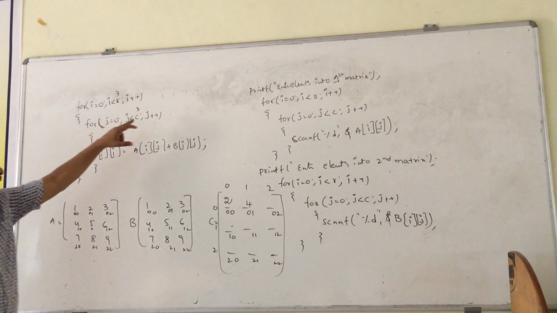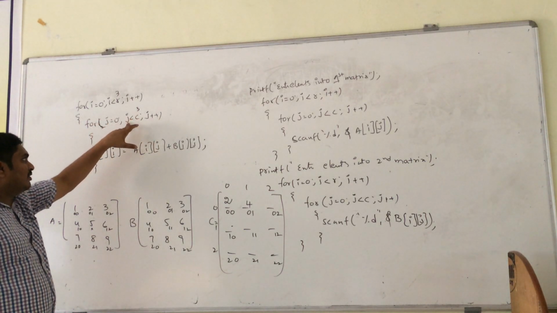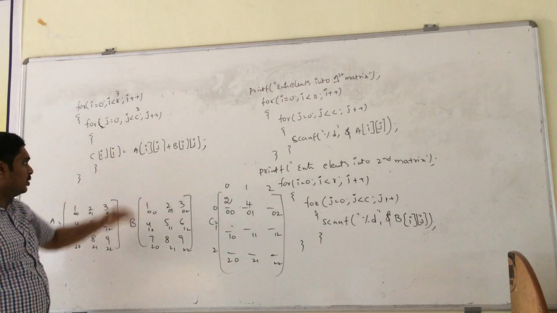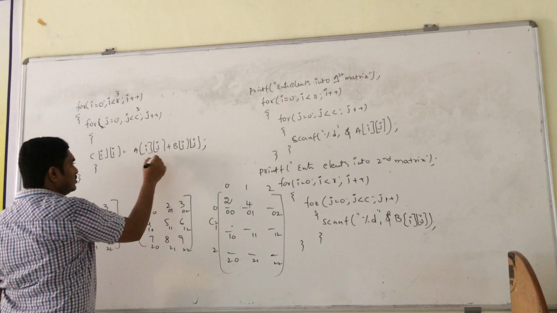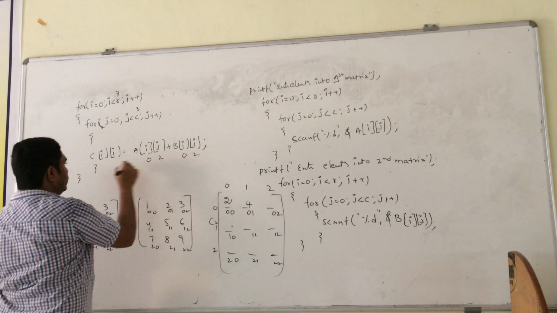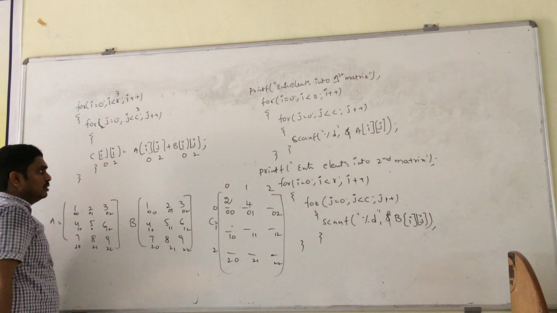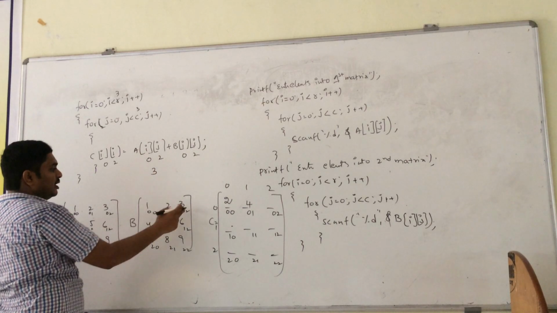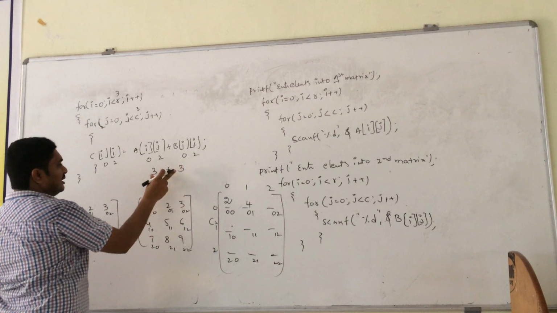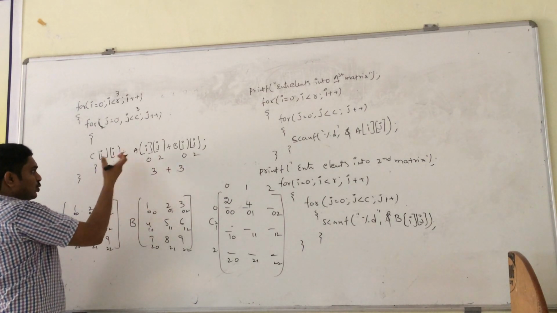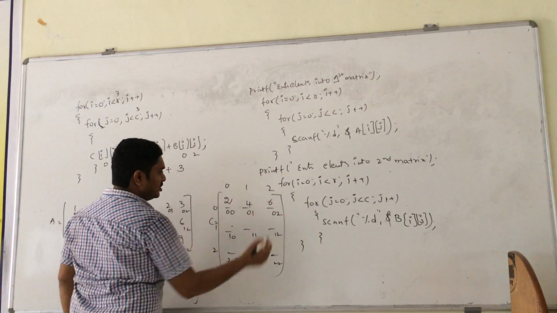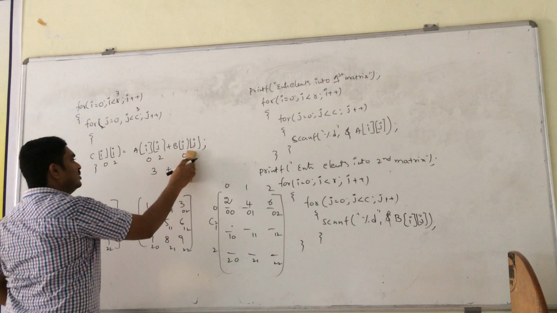Loop ending. Again the j value is incremented. The 1 will become 2. So 2 less than 3, condition true. It enters into the loop. Here i value 0, j value 2. So A of 0,2 element is 3 and B of 0,2 element is 3. 3 plus 3, 6. This 6 is stored in C of 0,2 position. Here the 6 will be stored.